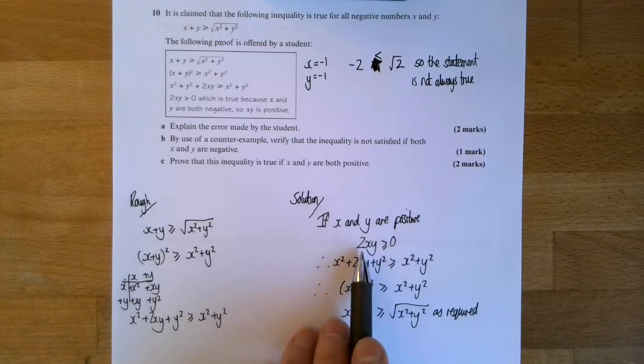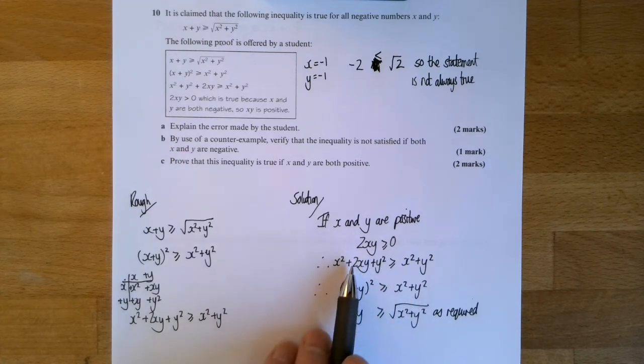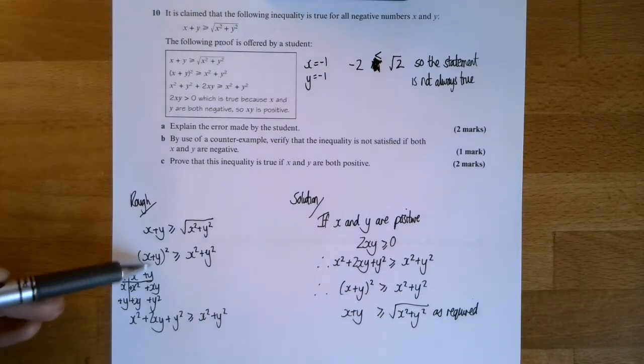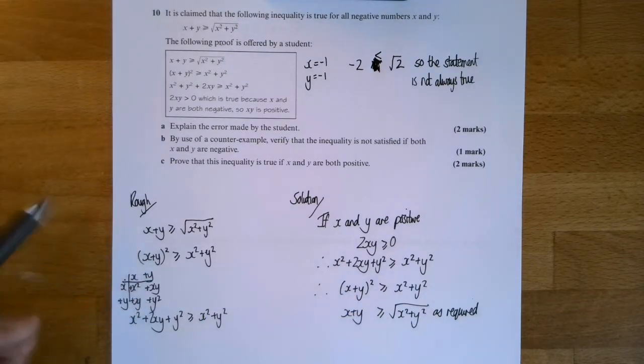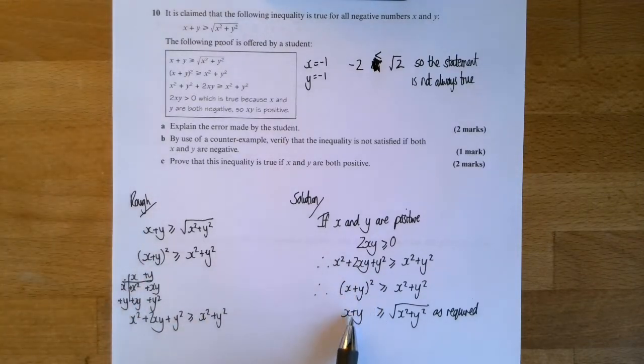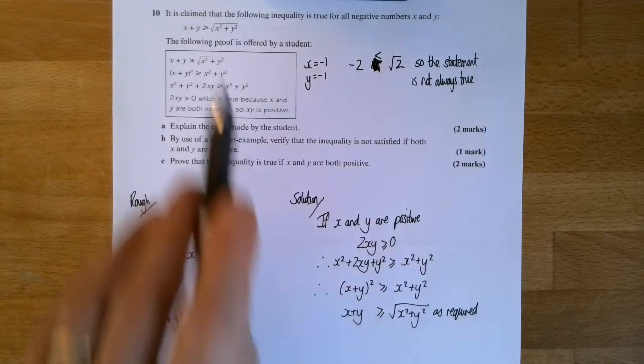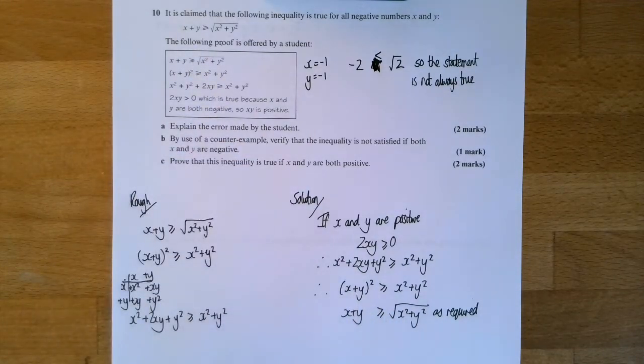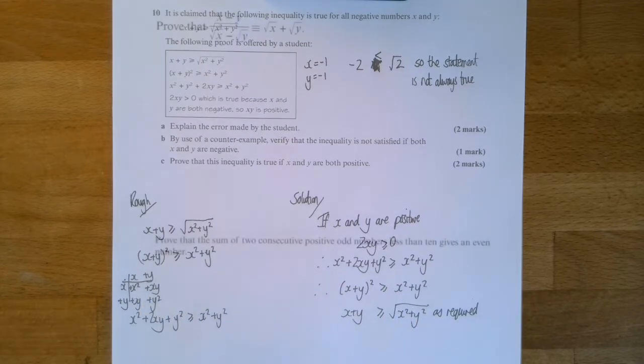So if x and y are both positive, we know this is greater than 0. So this must be greater than this because this is greater than 0. And we know that if you factorise this, you get this because we did it here. And square root both sides, you get the thing that you're being asked to prove. So that's as required. So that's a standard proof by deduction.